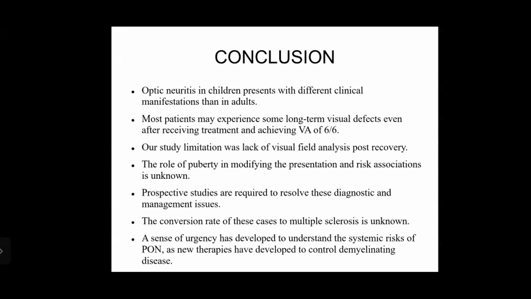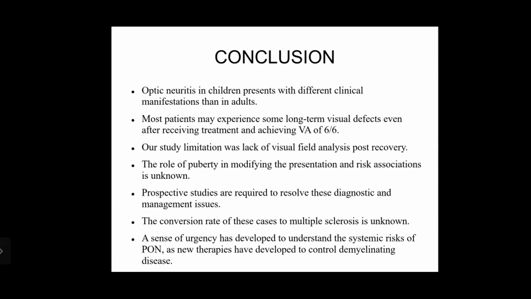Conclusion: optic neuritis in children presents with different clinical manifestations than in adults. Optic neuritis in children is usually seen bilateral. Optic disc edema is more common in pediatric age group. Orbital pain is less common in pediatric age group, and vision loss is much more pronounced in pediatric age group.